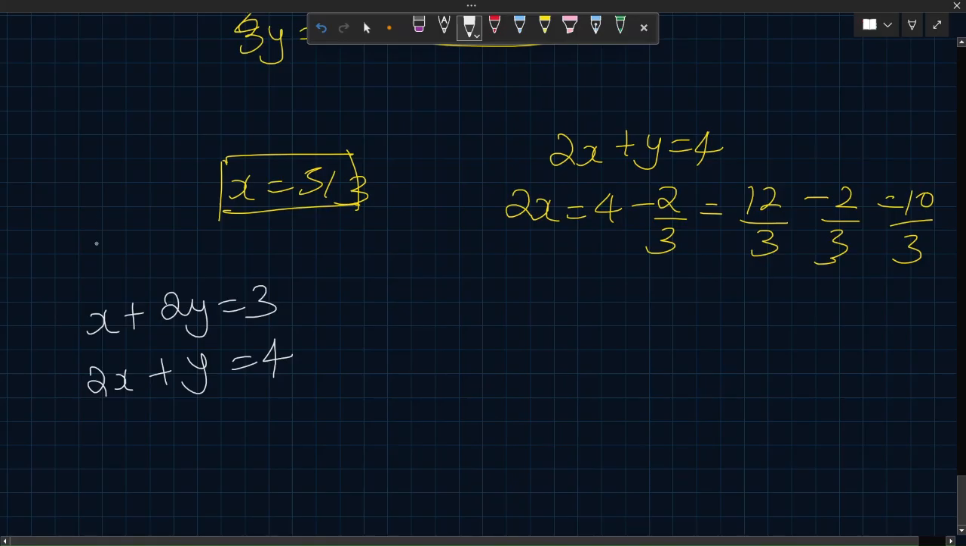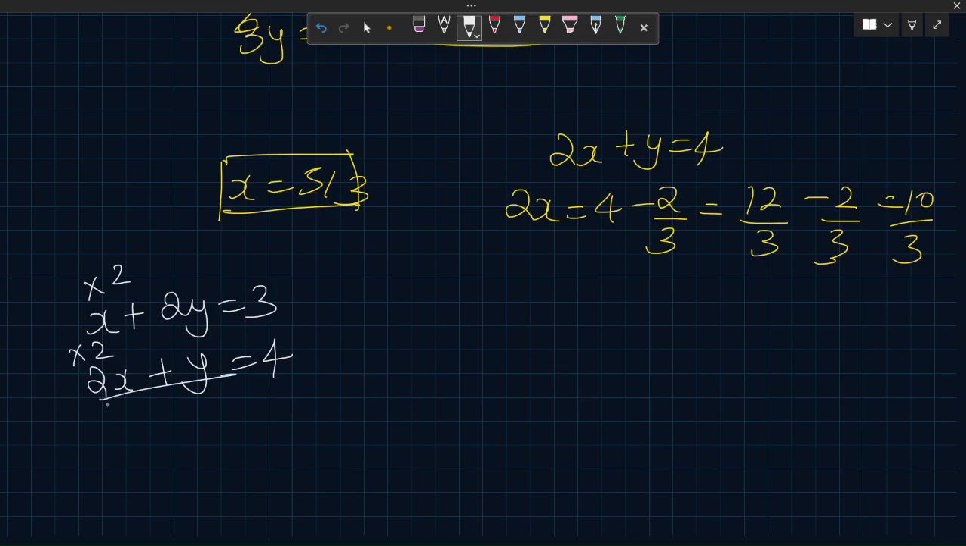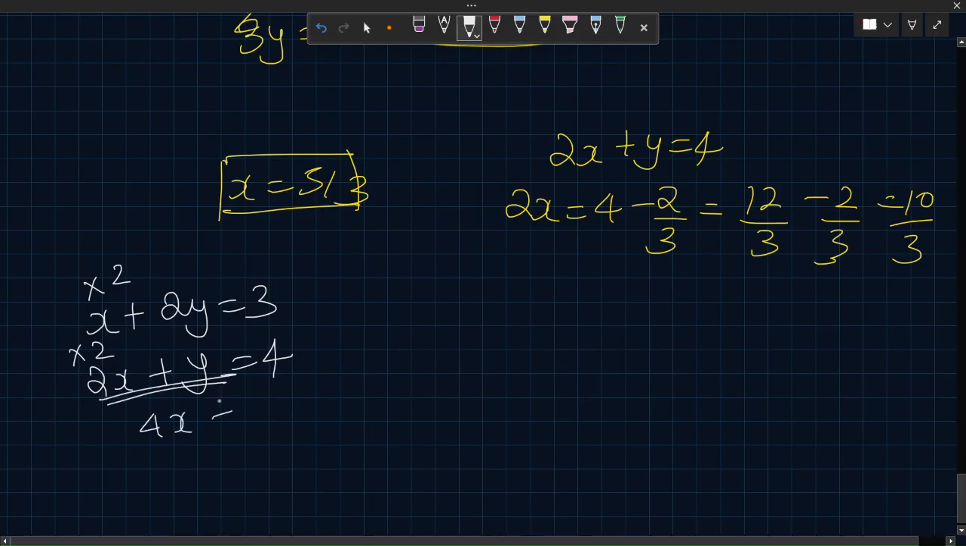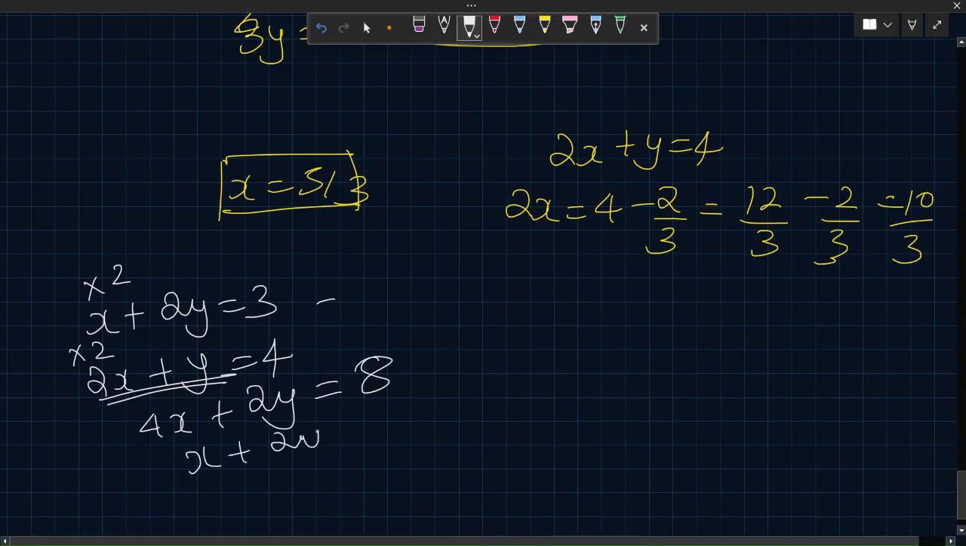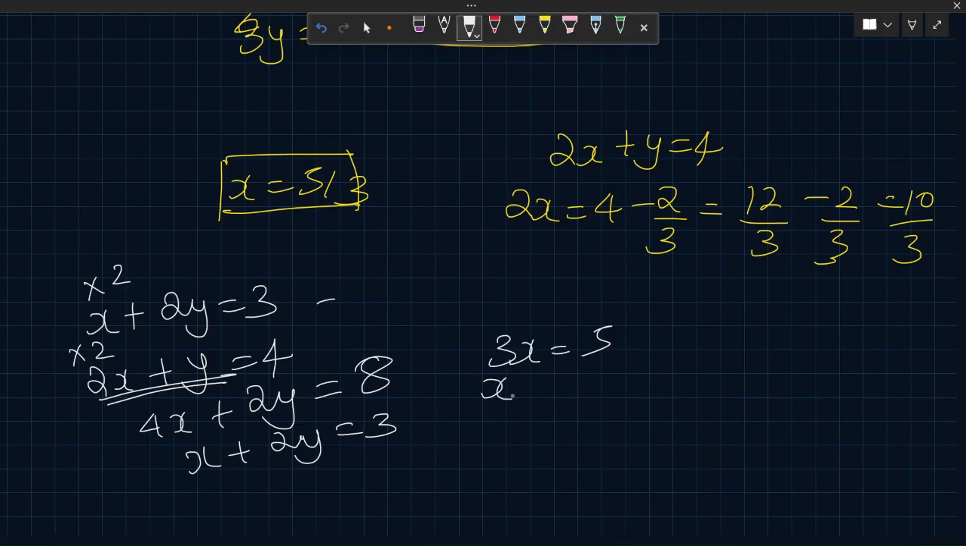So instead of multiplying this equation by 2, you could have also multiplied this equation by 2. So you would have got 4x plus 2y is 8, and then you could have subtracted this equation and this equation. So you could have got that 3x is 5 and x is 5 by 3. You get the same solution. So you could have either made the coefficients of x the same and solved, or you could make the coefficients of y the same and solve.